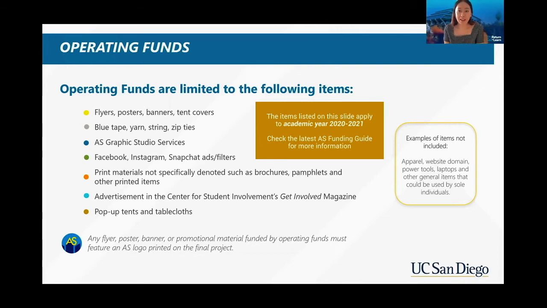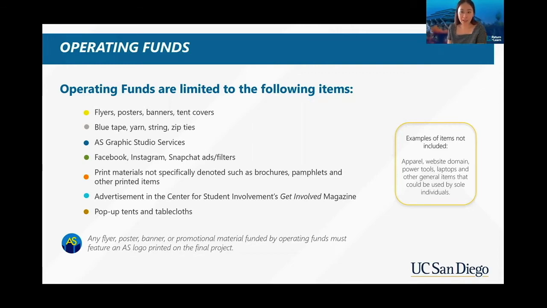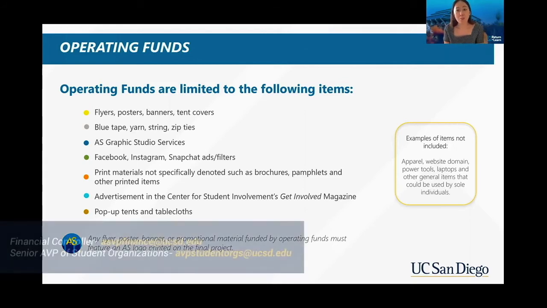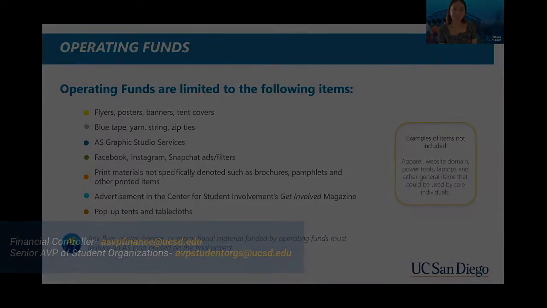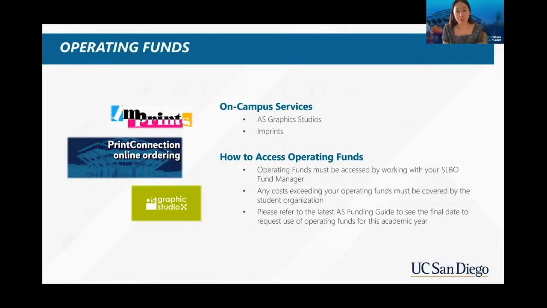The AS funding guide goes into more detail about what you can and cannot purchase, so you can also refer to that as well. And if you have more questions about specific items, you can reach out to the financial controller or the senior AVP of student boards. So some on-campus services that you may use operating funds for include AS Graphic Studios and imprints.